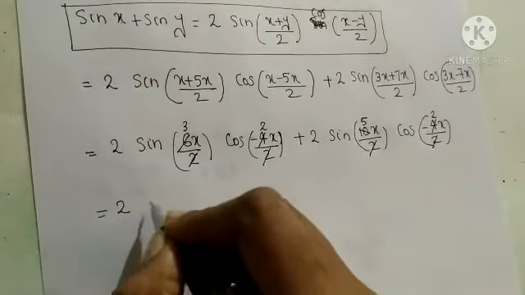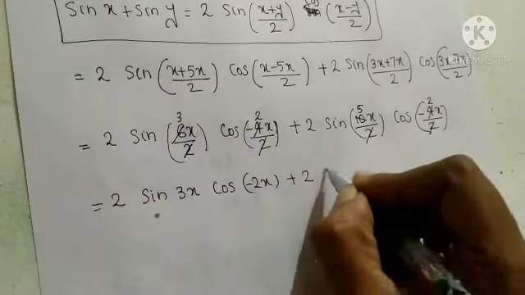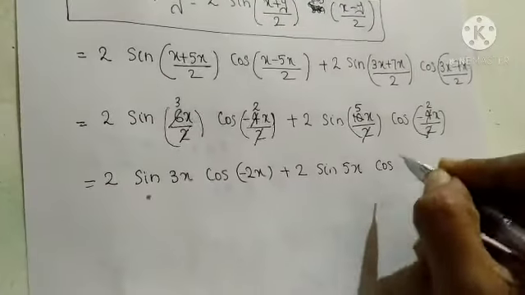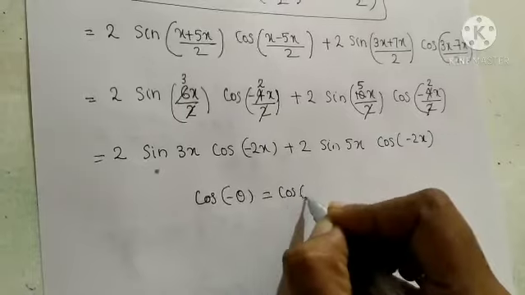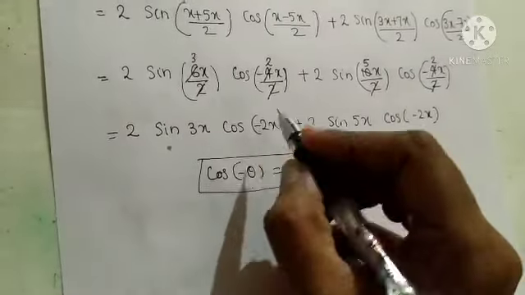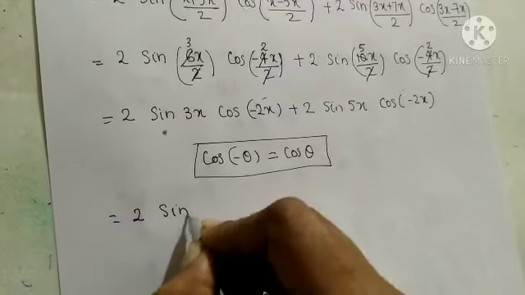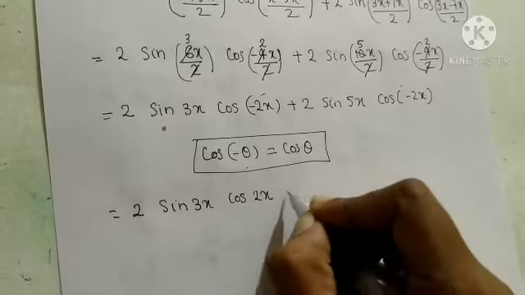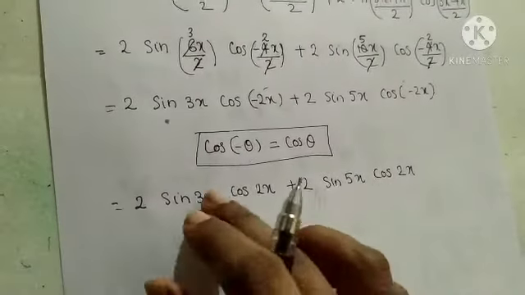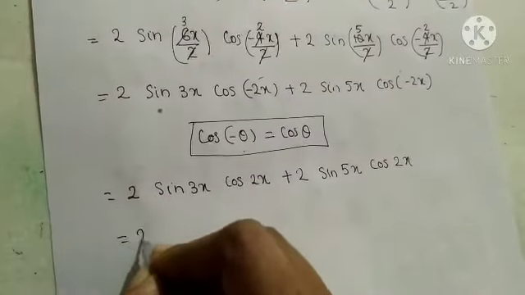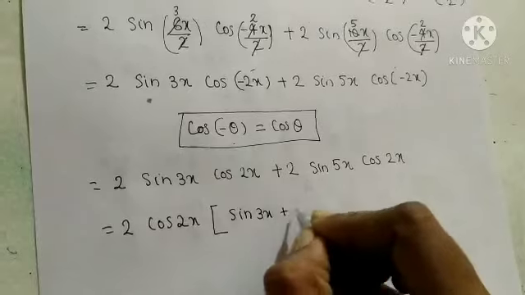So it can also be written as 2 sin 3x into cos minus 2x plus 2 sin 5x into cos minus 2x. Okay, and we know that cos minus theta is equal to cos theta itself. So using this formula, I'm going to replace these cos minus 2x by cos 2x. So this is further equal to 2 sin 3x into cos 2x plus 2 sin 5x into cos 2x. So observing these two terms, 2 and cos 2x are common. So taking 2 cos 2x outside, the remaining terms are sin 3x plus sin 5x.